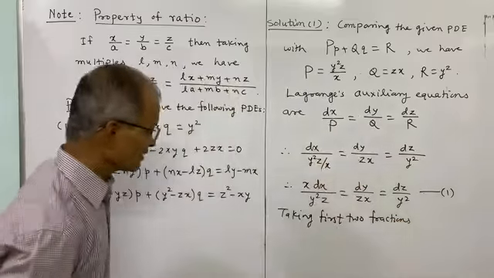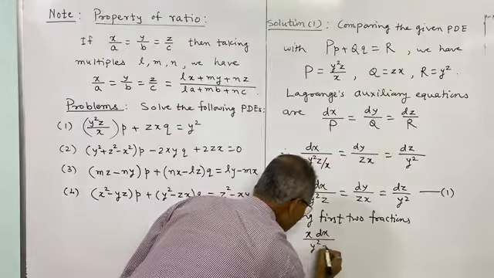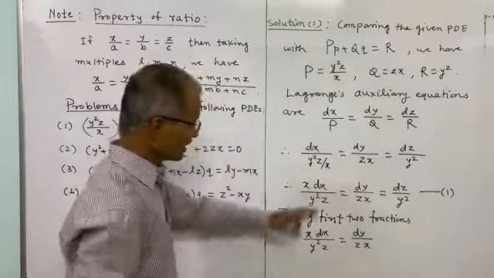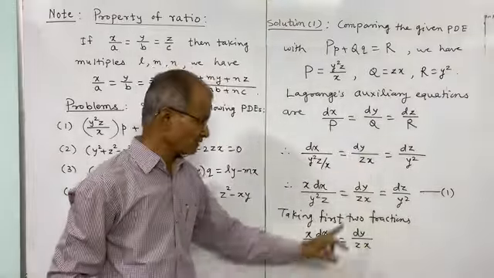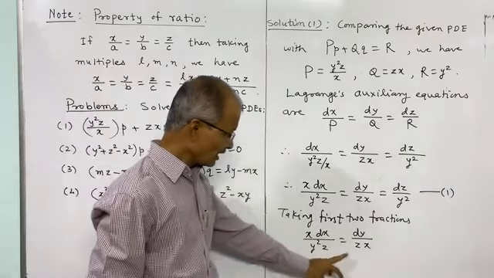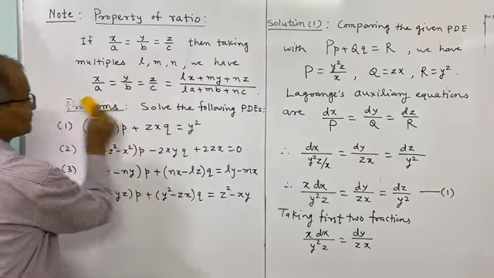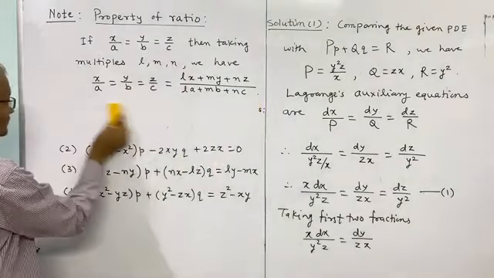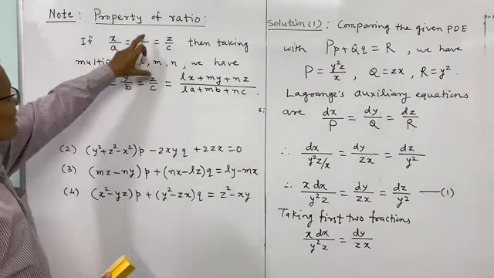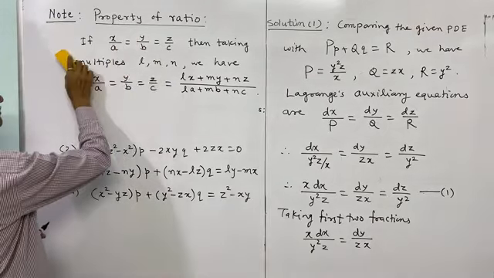So what we have is x dx divided by y square z is equal to dy divided by z into x. So we have taken the first fraction and the second fraction and equated them. And then from this we may observe z can be eliminated from both sides, and what remains is... this is the property of ratio, and we have to use it.